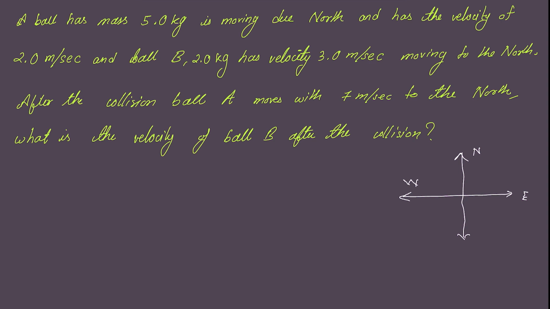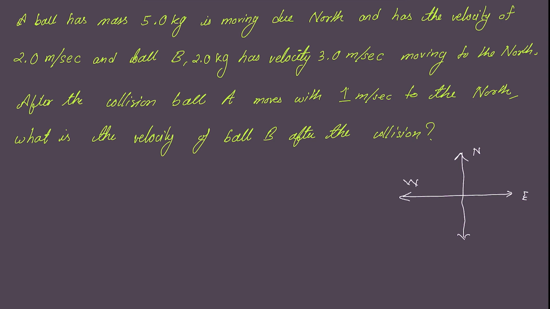And after the collision, ball A moves with 7 meters per second. There's a correction here, it should be 1 meter per second. So there's this ball that moves with 1 meter per second, that is ball A after the collision, and it is still moving in the northward direction. What is the velocity of ball B after the collision?